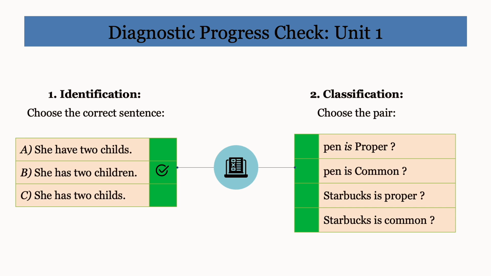For question 2, how do we classify our nouns? Is pen a proper or a common noun? And is Starbucks a proper or common noun? The correct answer for pen is a common noun, and Starbucks is a proper noun, which is why it is capitalized.